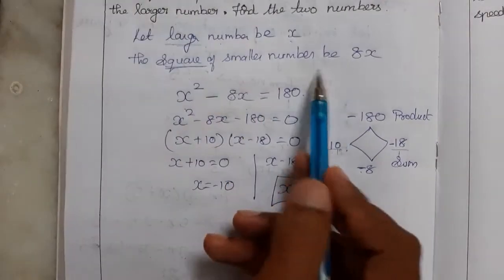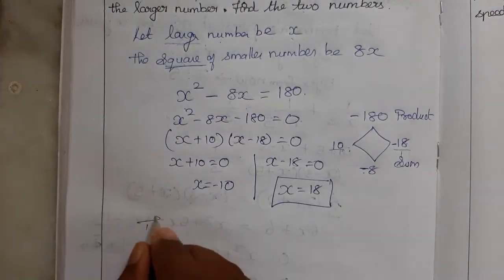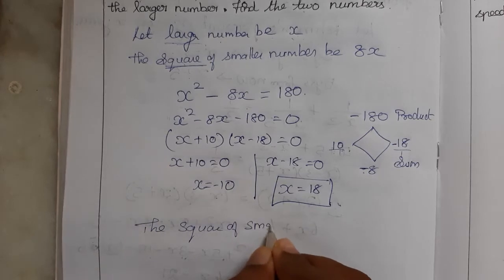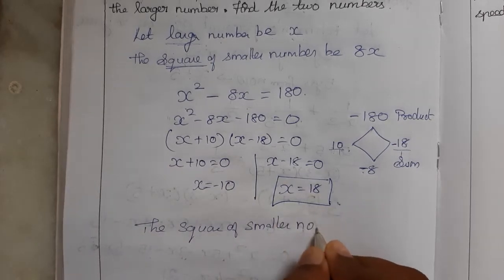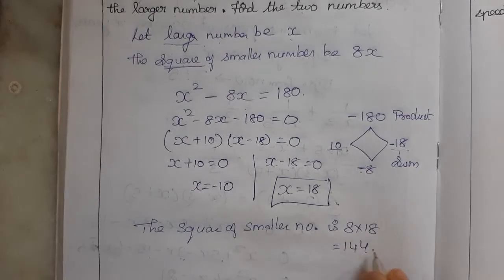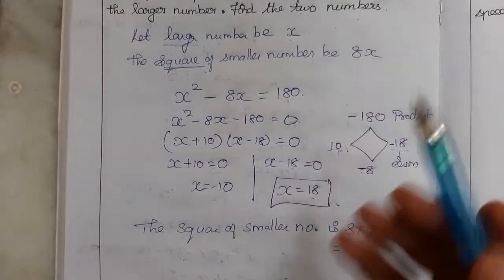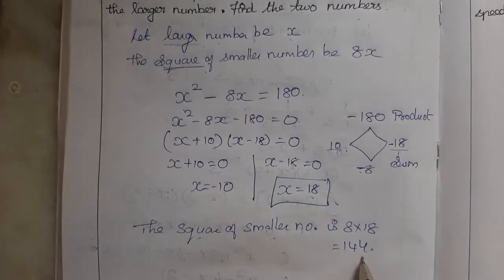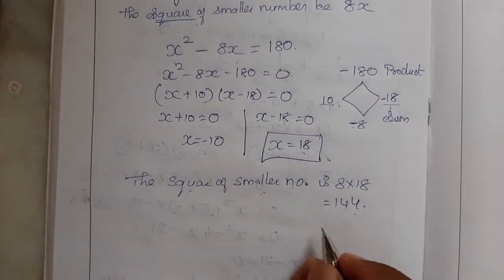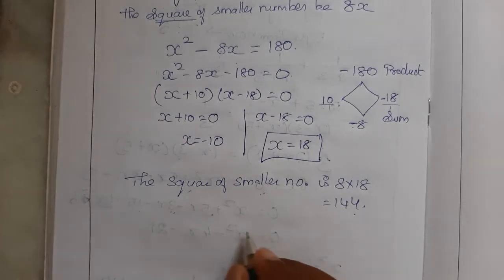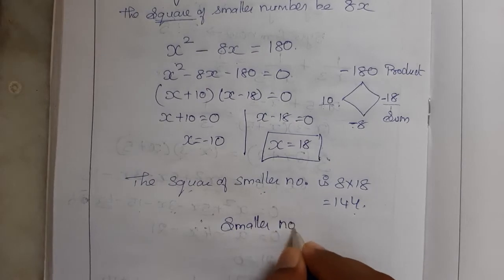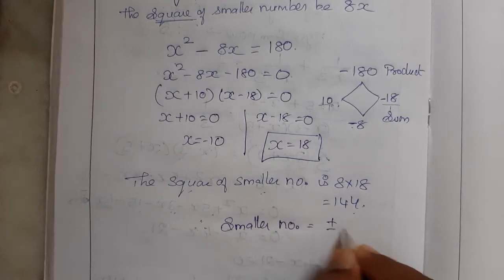Then what is the square of the smaller number? The square of the smaller number is 8 into 18, which is equal to 144. But they ask what are the two numbers, right? So the square of the smaller number is 144. Then what is the smaller number? Square root of 144 is plus or minus 12. So therefore the smaller number is plus or minus 12.